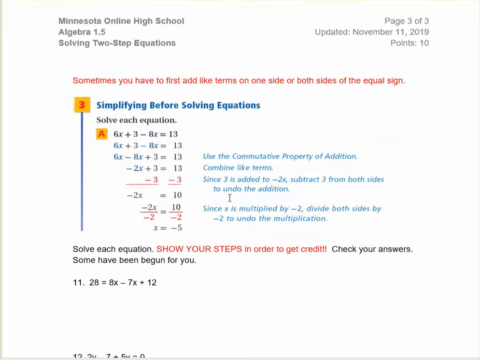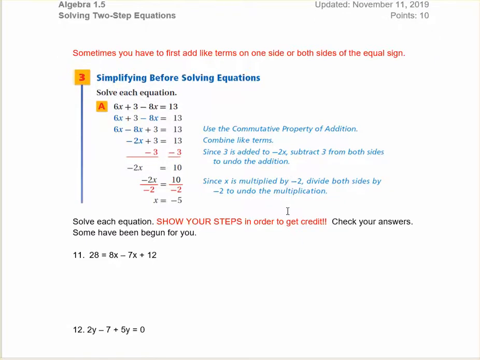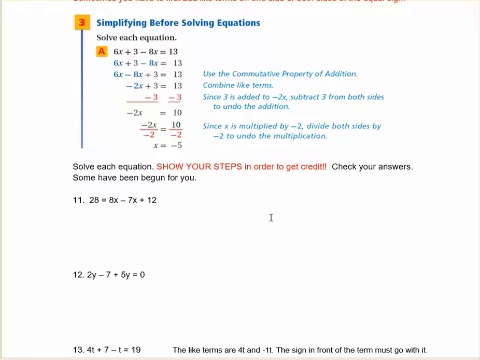All right, in the next section, instead of having your 2 steps being either add or subtract and then multiply or divide, your first step is going to be adding like terms, or combining like terms. So look at number 11. We have 28 equals 8x minus 7x plus 12. We have some like terms to combine first. 8x minus 7x is 1x.